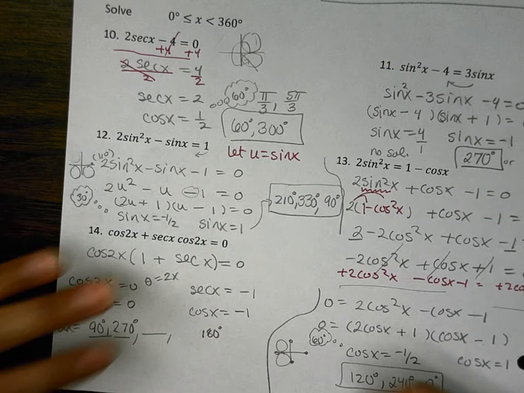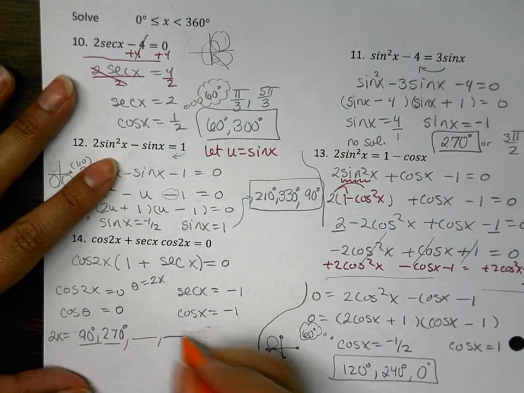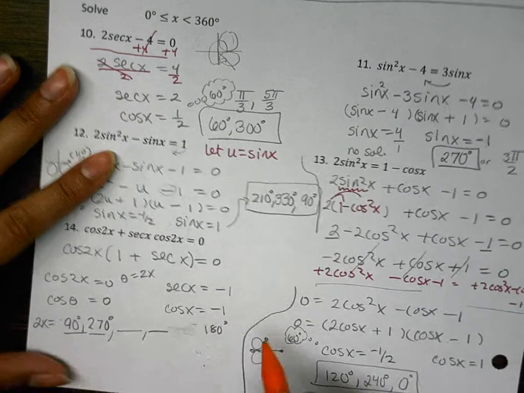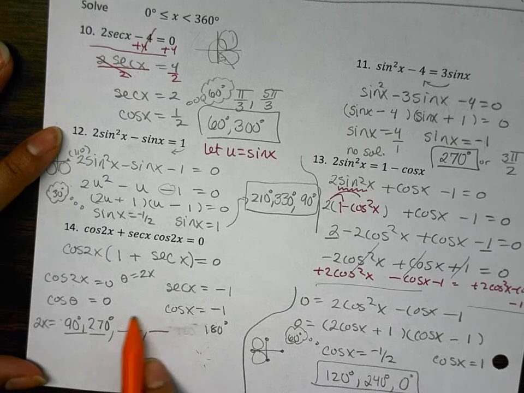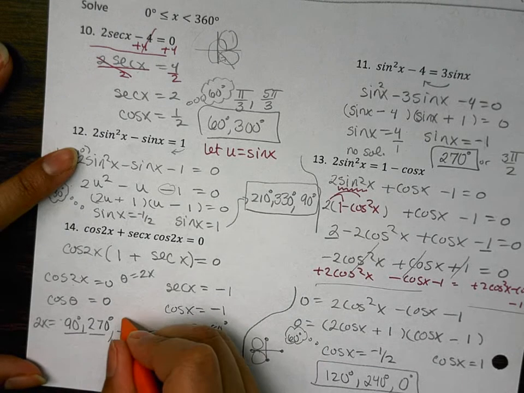How many more times do I need to go? I need a total of 2, so how many more times? 1 more time, a total of 4 answers. Yes? Okay, so here's the first set. This is going to be the second set. What do I do to each angle to get the second time around? Add 360. And what's 90 plus 360?